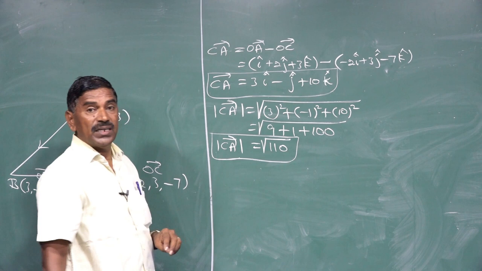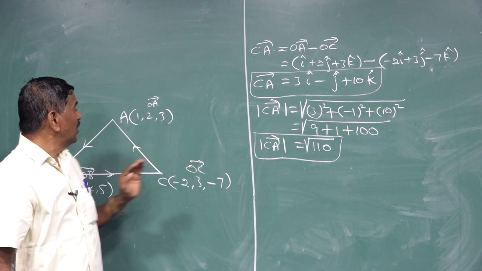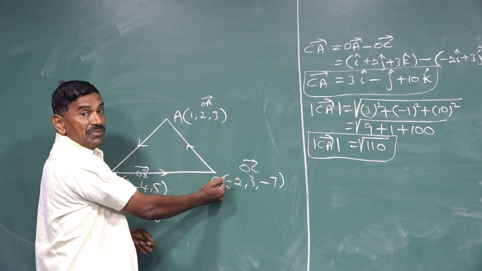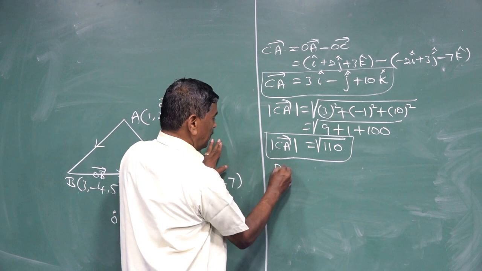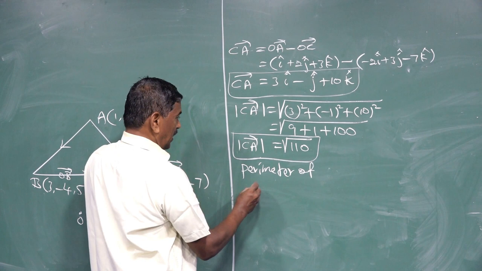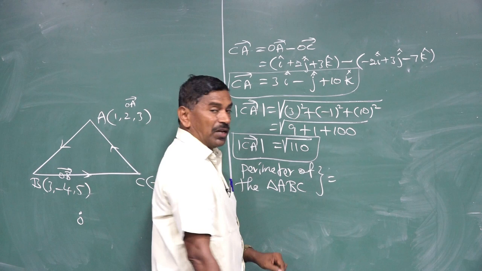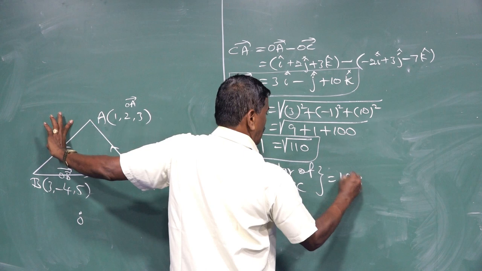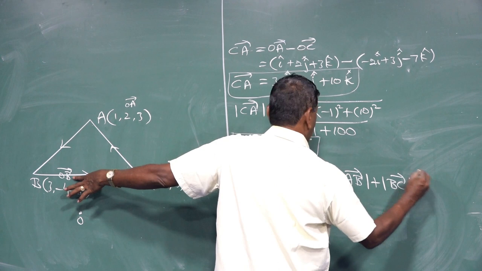Perimeter of the triangle ABC equal to modulus AB vector plus modulus BC vector plus modulus CA vector, which is the formula. Perimeter of the triangle ABC equal to modulus AB vector plus modulus BC vector plus modulus CA vector.